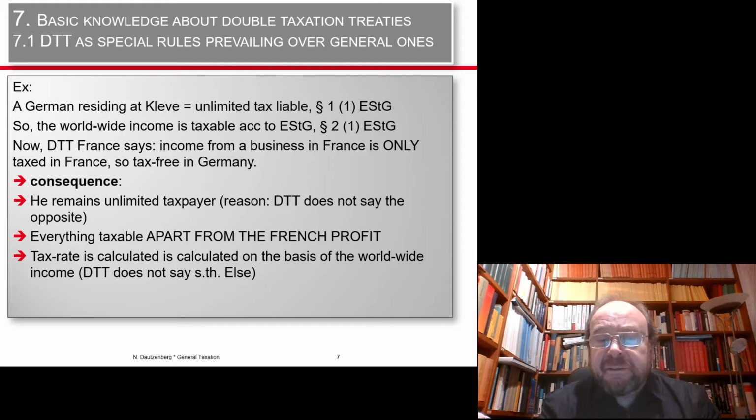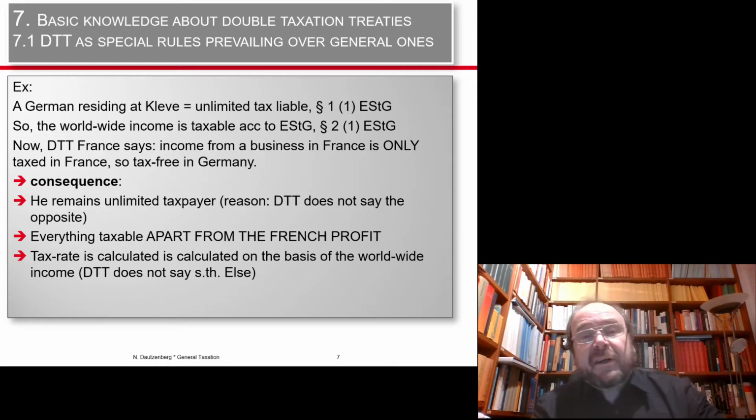Now, the double taxation treaty with France probably says income from a business which you run in France, for which you have a so-called permanent establishment in France, is only taxed in France, and so it's tax-free in Germany. It is, as one called it, exempted in Germany. Now the consequence is the general rule says tax everything which that person has. Now DTT says don't tax the stuff from France. So the final result would be everything is taxed apart from the income from France.